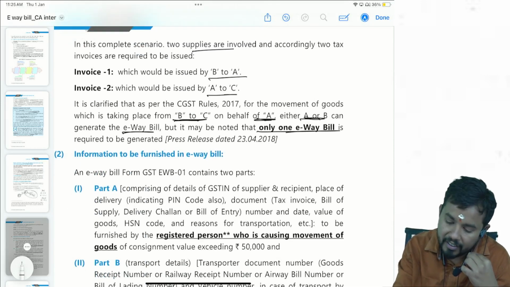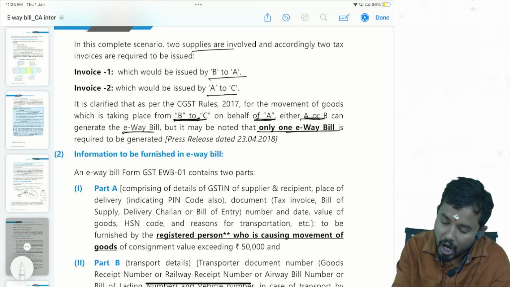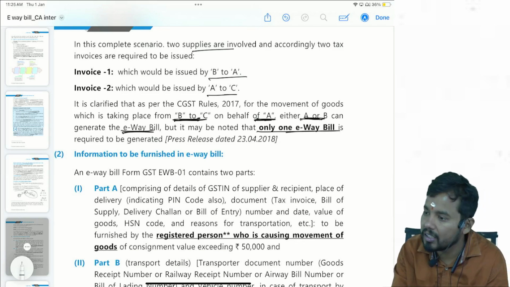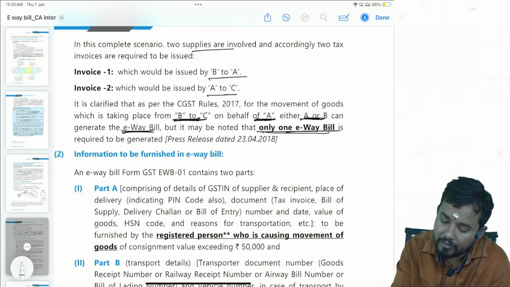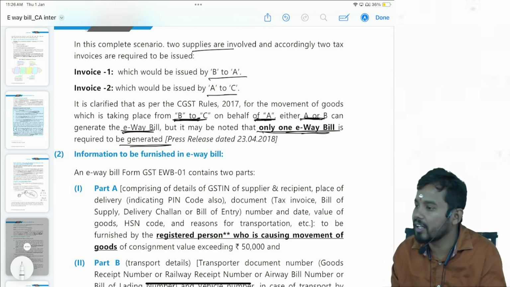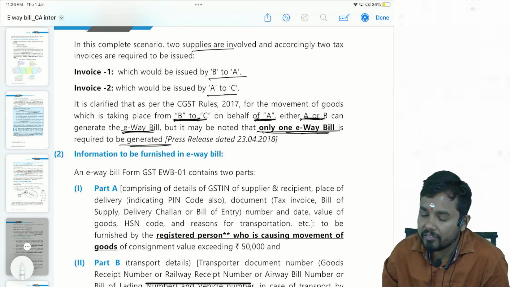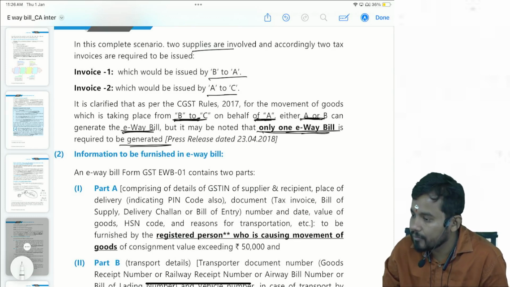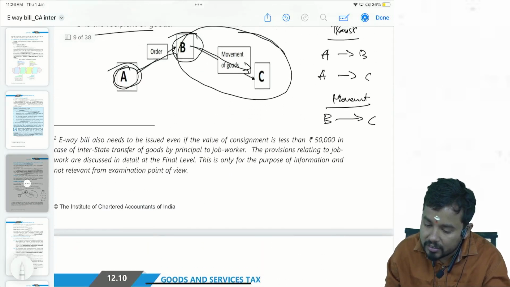So it is clarified that as per CGST rules, for the movement of goods which is taking place from B to C on behalf of A, either A or B can generate the E-way bill. But it is to be noted that only one E-way bill is required to be generated. This was clarified through a press release. Have you got the clarity? Okay, now.